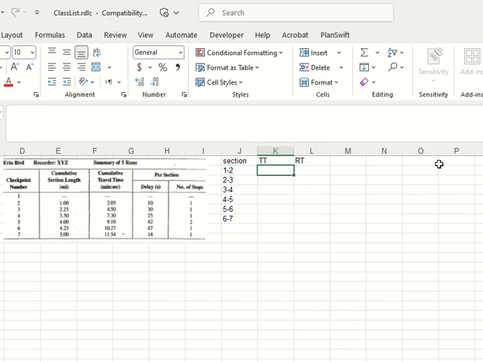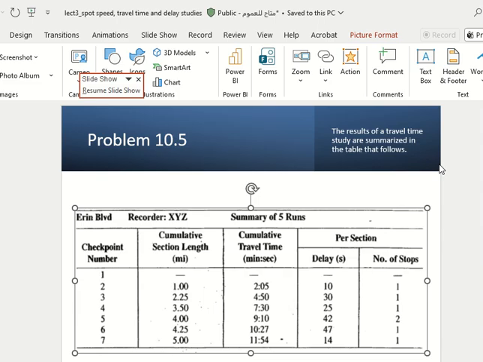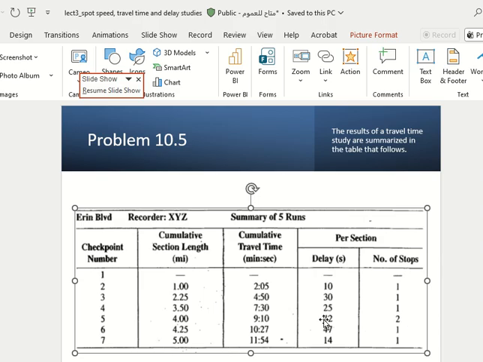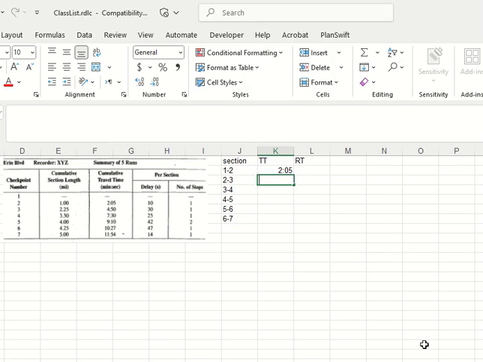Travel time is given cumulative. So what I need to do is subtract to find out the travel time between each 2 points. Between 1 and 2 is the same value, 2 minutes 5 seconds, doesn't change. There's nothing before this, so as it is. Now for this one I subtract 450 minus 205, and the answer will be 245.